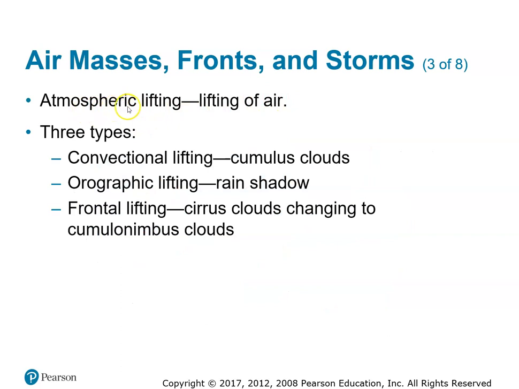So now we come to what's called atmospheric lifting, the lifting of air. There are three types of ways that air can be lifted. The normal is what is called convectional lifting. That's the normal thing that happens with hot air rising, and that forms cumulus clouds. All right, just keep that in mind.